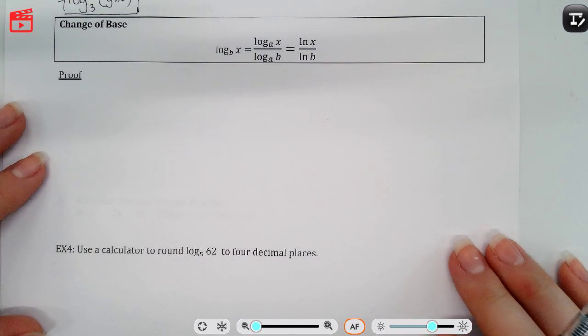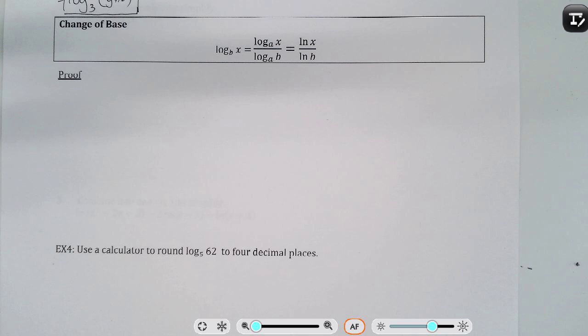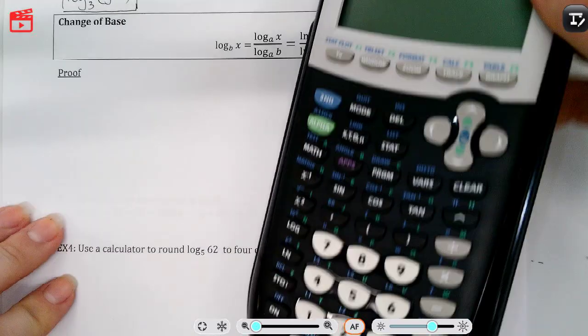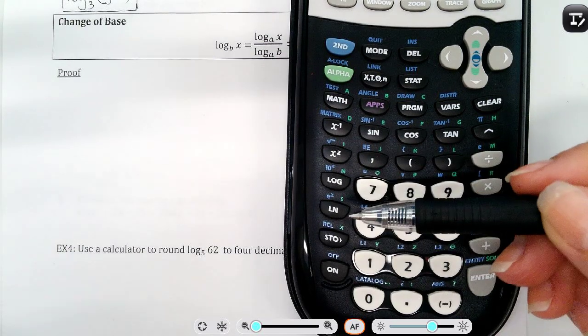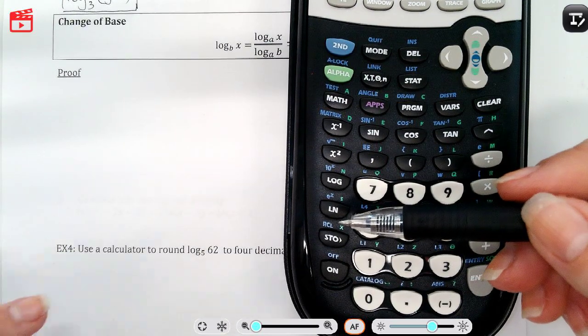Okay, so we have this change of base formula. The reason we use the change of base formula is because, as hopefully I have mentioned before, on our calculator, if you pull it out, on most calculators the only options you'll have are log or natural log. The only two options for your base are base 10 or base e.